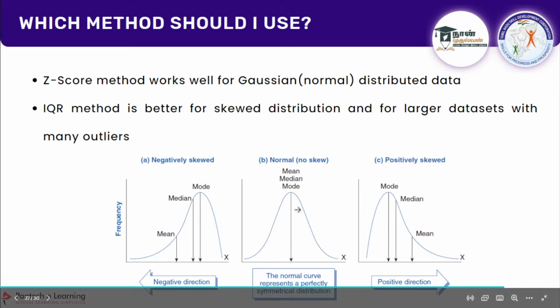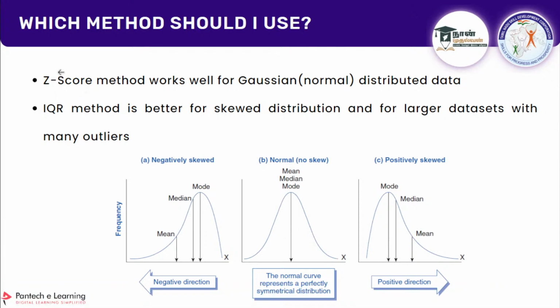So if it is bell-shaped and equally split, it is Gaussian data, and for this data you can go with Z-score. You have to plot it using a histogram, or you can check it. And if it is Gaussian distributed data, you can go with Z-score to find the outlier. If your data is negatively or positively skewed like this, you can go with the IQR method.